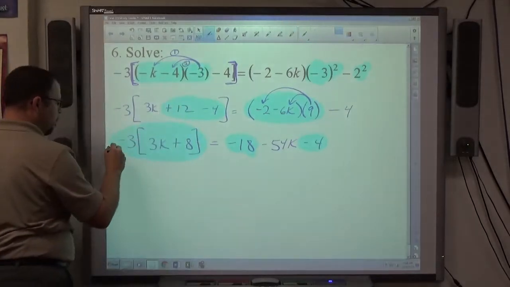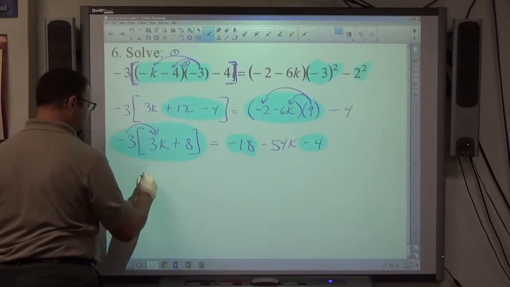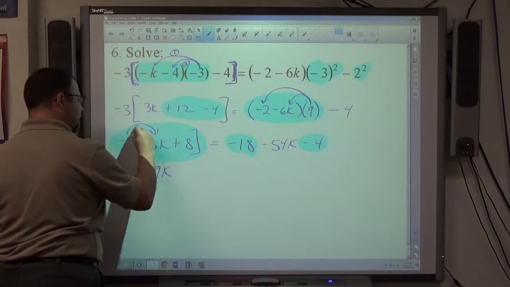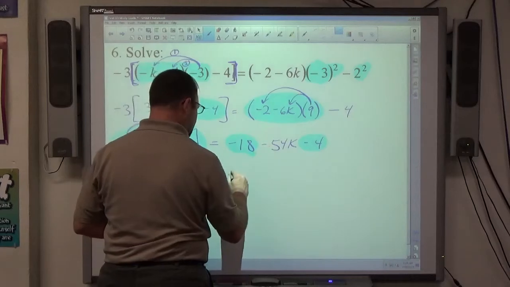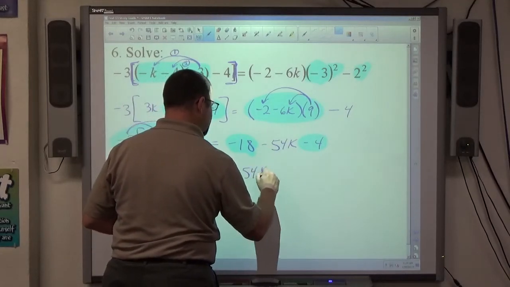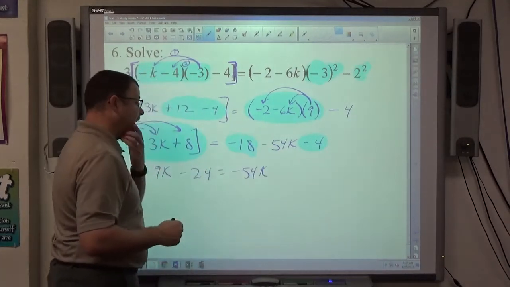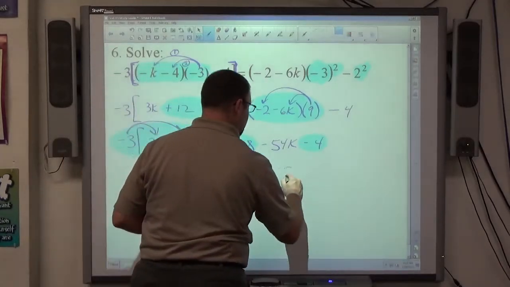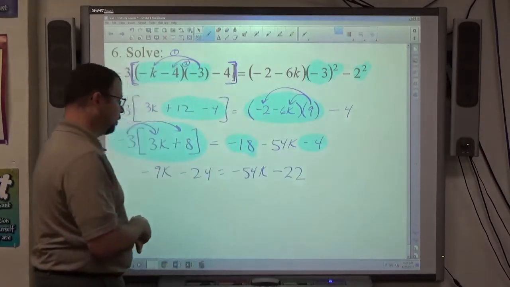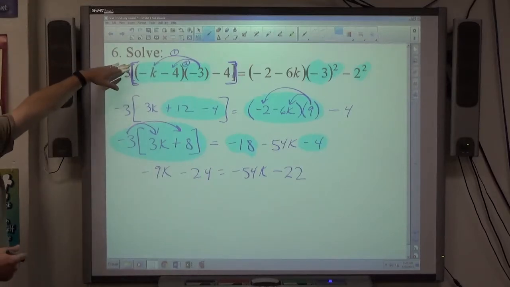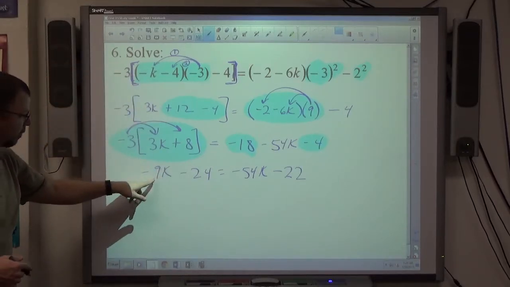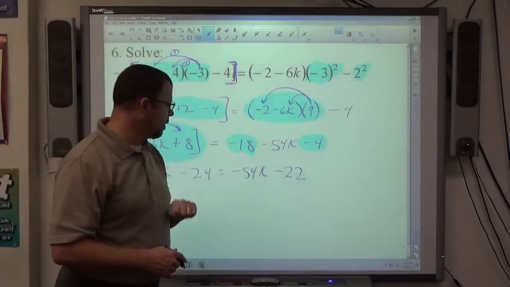So, distributive property, -3 times +3k makes -9k. -3 times +8 makes -24. -54k is not being messed with in this step. -18 and -4, I'm going to add those because the signs are the same. And it's going to be negative because 18 is bigger. And just like that, I went from the original problem as it was into a simple problem. Letter number equals letter number.